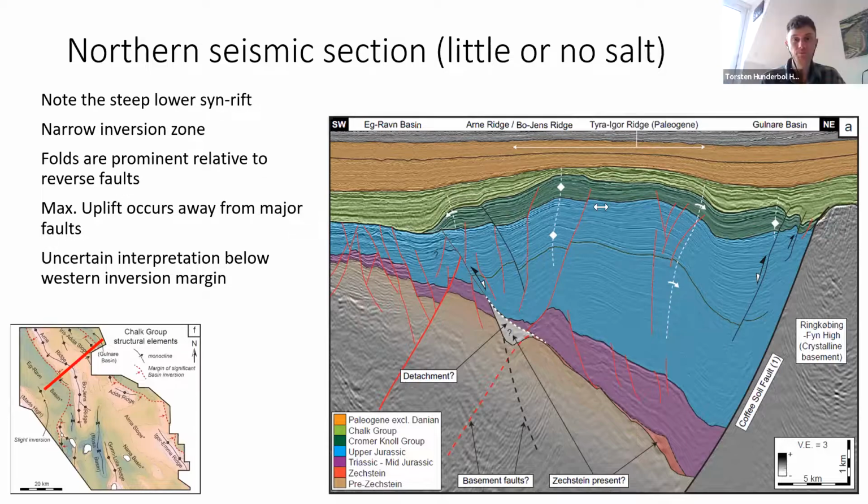Yeah. Okay, so moving on, I have a question from Gonzalo Calvo. Is strike slip or oblique slip inversion considered in modeling regions such as the North Sea?